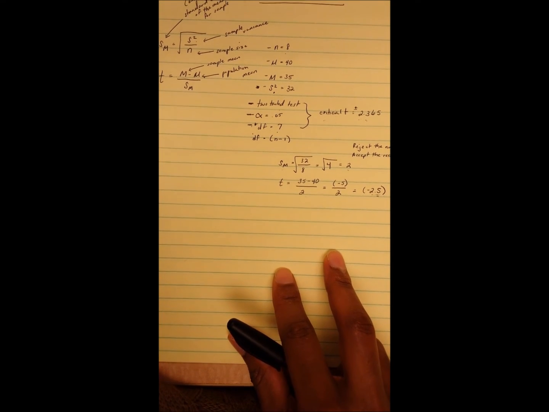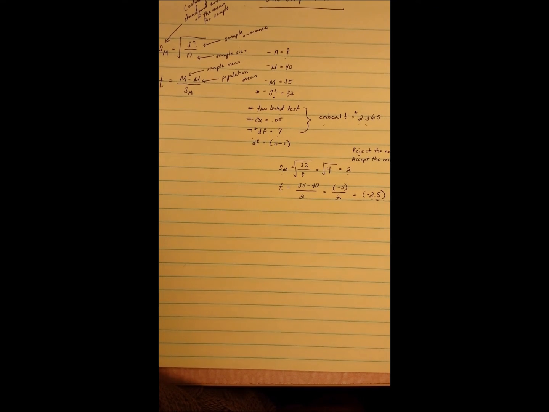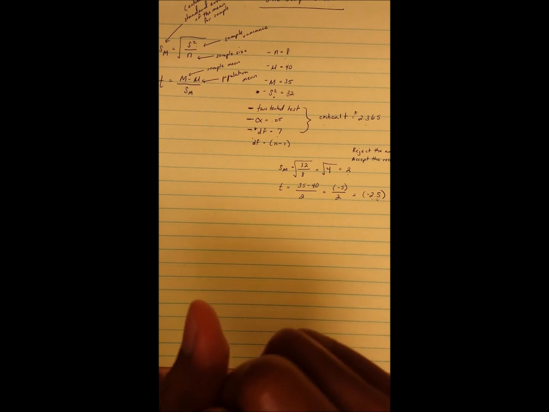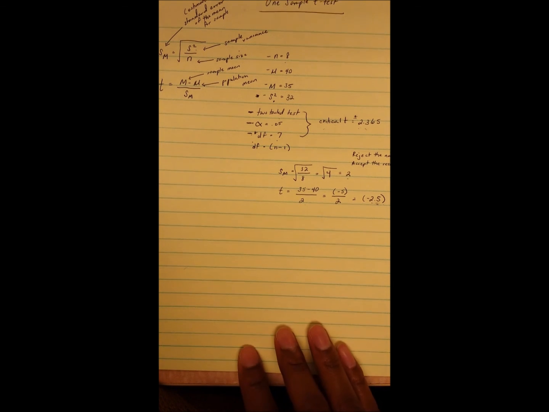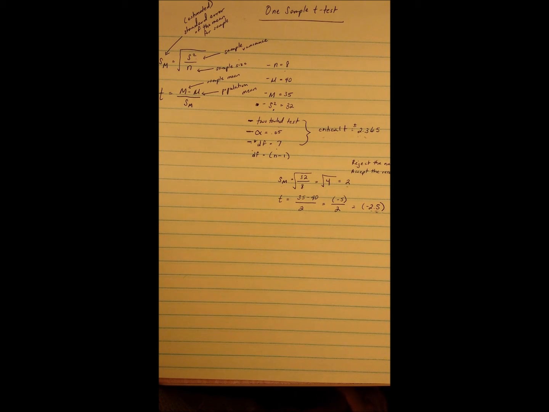Okay, so that's that. That's an example of a one sample t-test, really leaving out a lot of conceptual information. But this is the manual calculation side of it. Some things that you want to take into consideration when you're calculating this test.